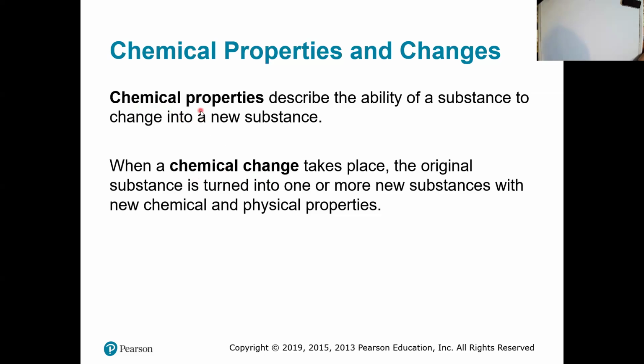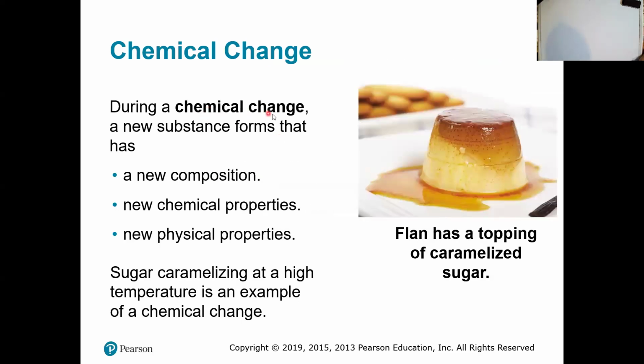Any property that can only be observed if a chemical reaction takes place is considered a chemical property. So during a chemical change, a new substance is always going to form. That new substance is going to have a new composition. It's going to have new chemical properties. It's going to have new physical properties.